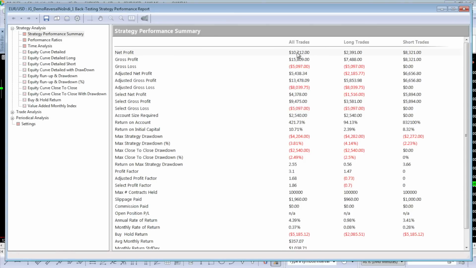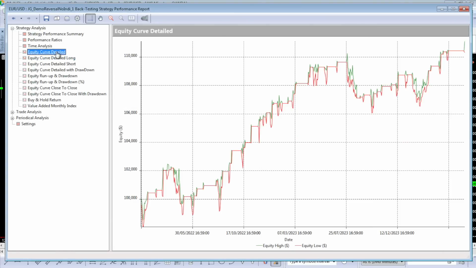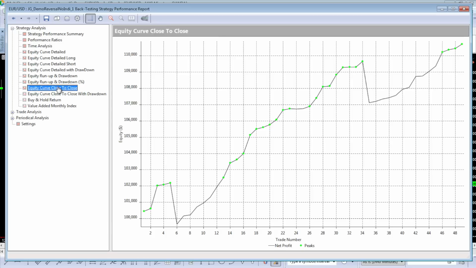Net profit: $10,700. There's the equity curve, and that's been performing quite nicely, hasn't it, over the last 2.5 years. See the close to close, we can see that the green dots show us that we are making new highs right up until this day, or the most recent bit of data.